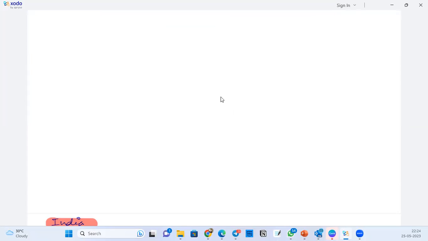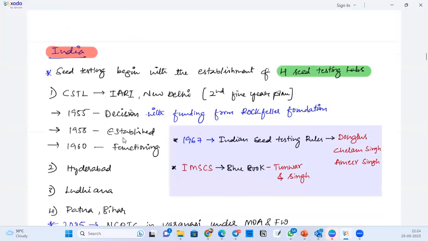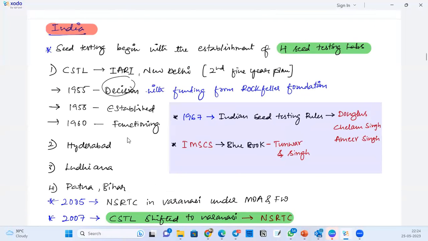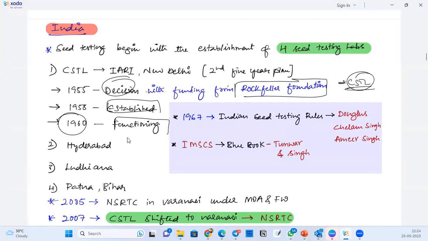Proper seed testing in India began with the establishment of 4 seed testing labs, where the first was the Central Seed Testing Lab, established in 1960. I have written that the decision was made in 1955, it was established in 1958, and proper functioning started from 1960. This can be important. The Rockefeller Foundation provided the funding for the establishment of CSTL in India. This is the Central Seed Testing Laboratory.